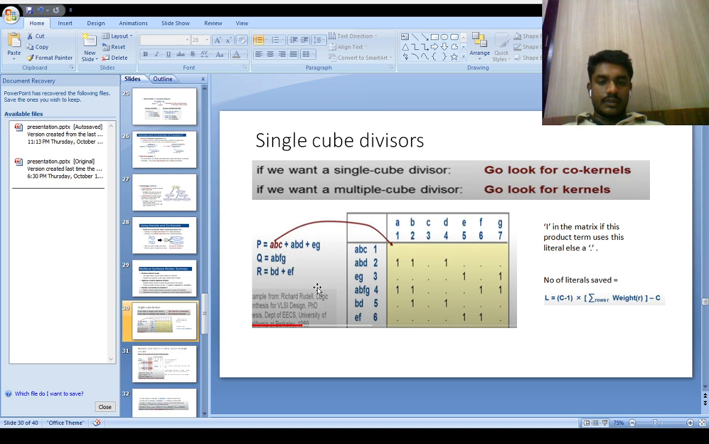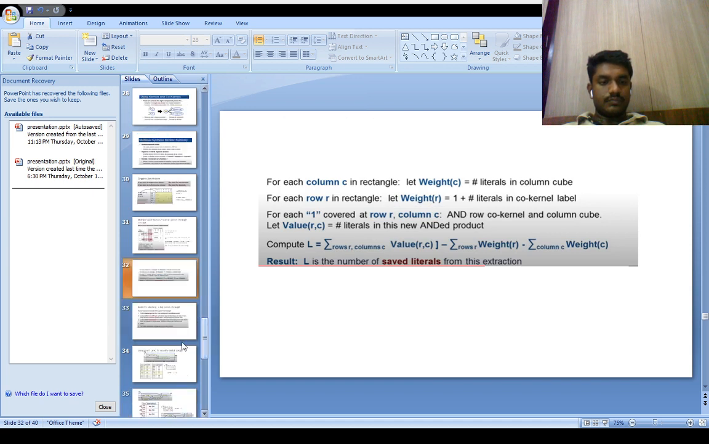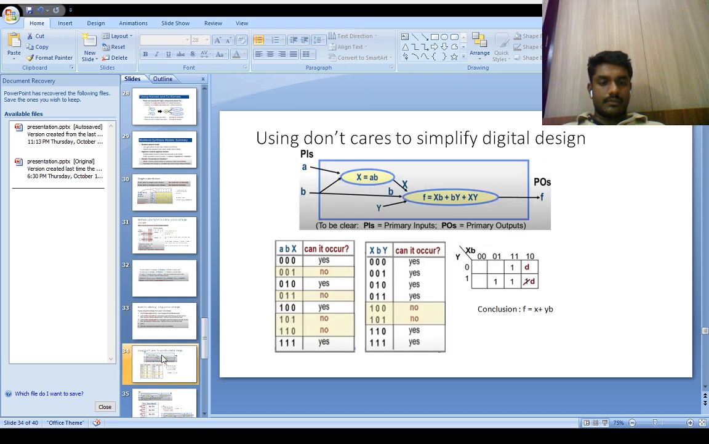And there are three terms, so 2 minus 1 into 3, 3 minus again the column is 2, and 1, so we will be saving 1 literal here. And the detailed expression is given here on how we have to solve it, and in a clear way, co-kernel, kernel and everything is given, which I have explained to you now. This is the process, and how we have to map, and which is the maximum rectangle, everything.